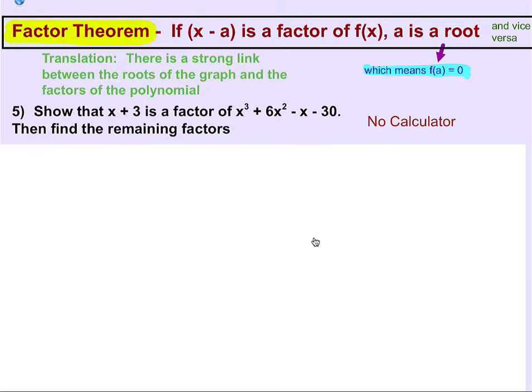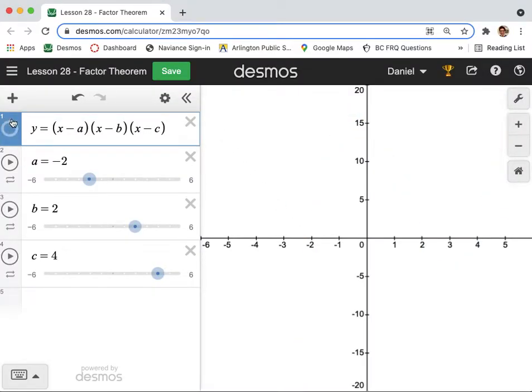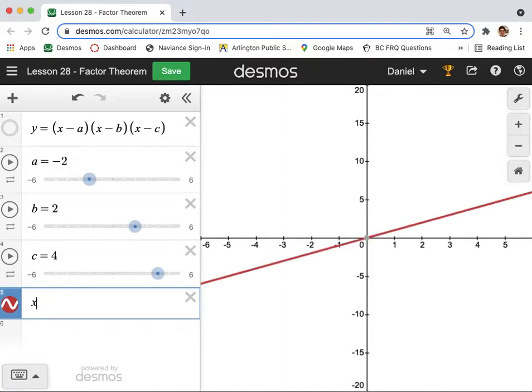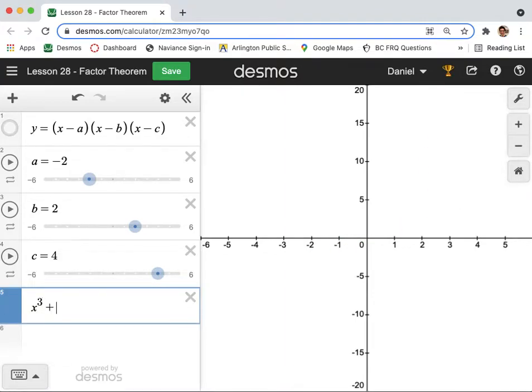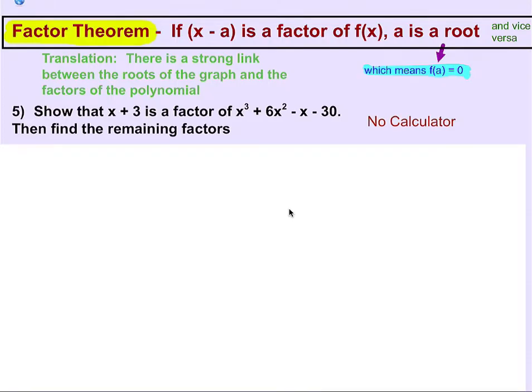So what we're going to do instead is, number one, we could look at the graph of x cubed plus 6x squared minus x minus 30. If I turn that off for a second, and I graph x cubed plus 6x squared minus x minus 30, I can see there is an x-intercept at negative 3, which means that x plus 3 is a factor. That's one thing you can do. Of course, that doesn't always work for us because you can't always use a grapher.